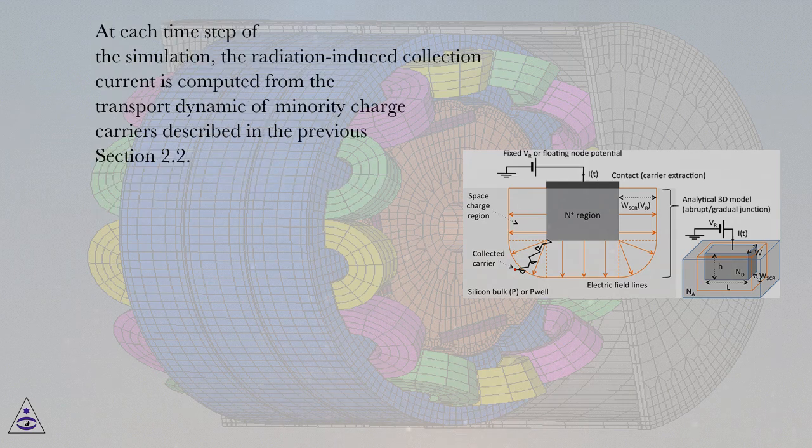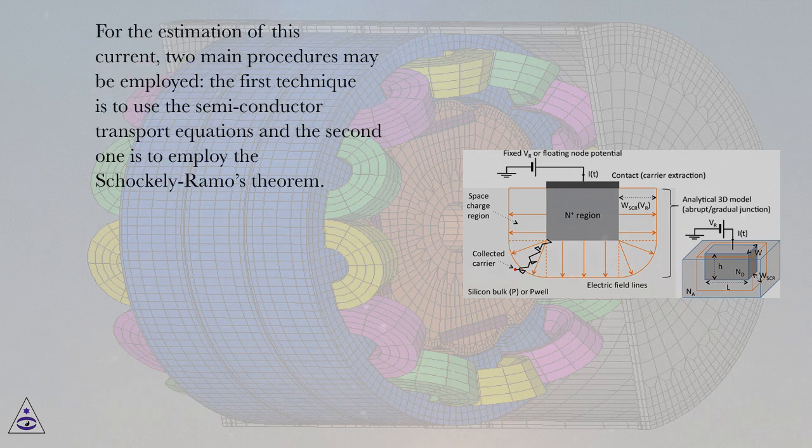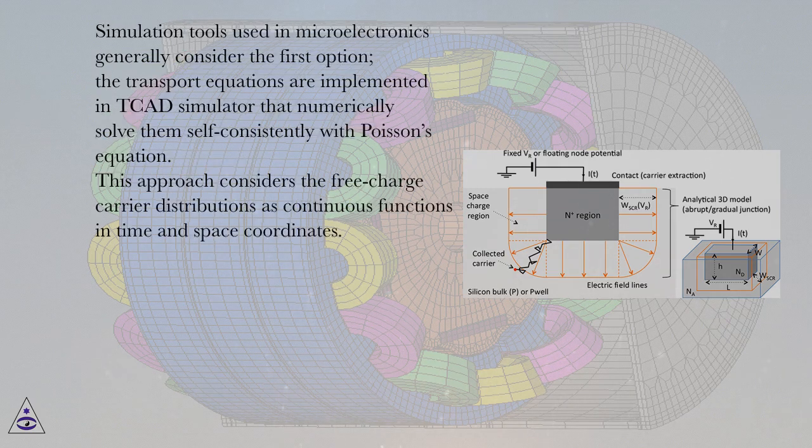At each time step of the simulation, the radiation-induced collection current is computed from the transport dynamic of minority charge carriers described in the previous section 2.2. For the estimation of this current, two main procedures may be employed. The first technique is to use the semiconductor transport equations, and the second one is to employ the Shockley-Ramo theorem. Simulation tools used in microelectronics generally consider the first option. The transport equations are implemented in TCAD simulators that numerically solve them self-consistently with Poisson's equation.